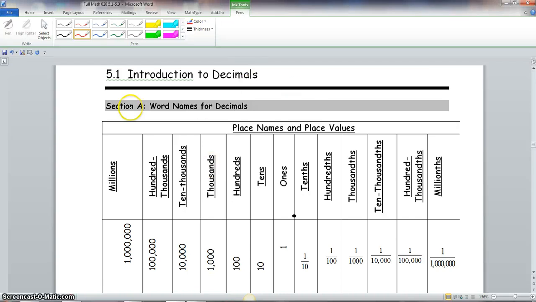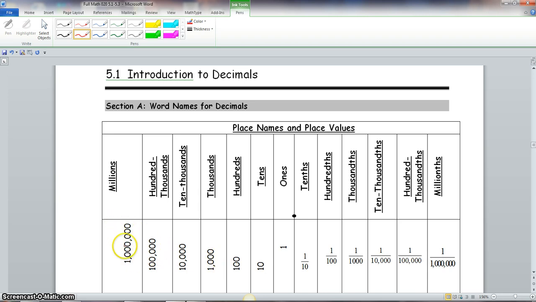Hello class. We're about to start on section 5.1, Introduction to Decimals. Okay, section A, word names for decimals. Now I know in your course pack that it's shifted a little bit, so what I need you all to do is to write in these values.